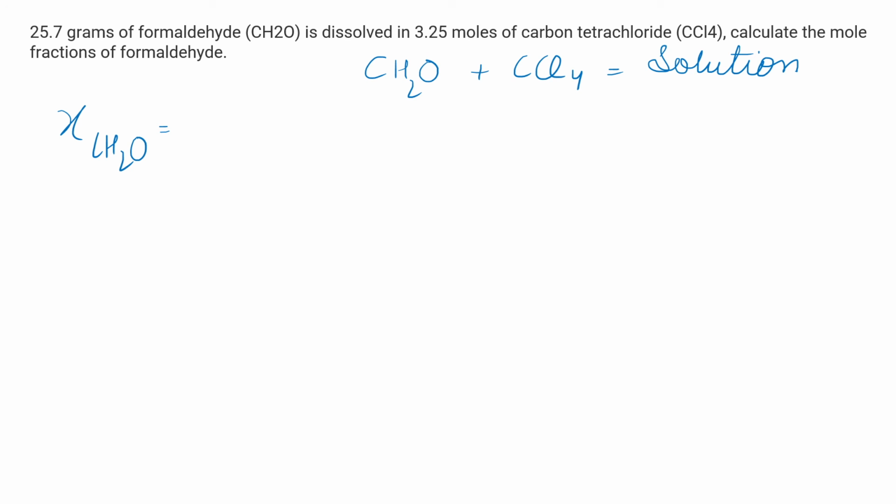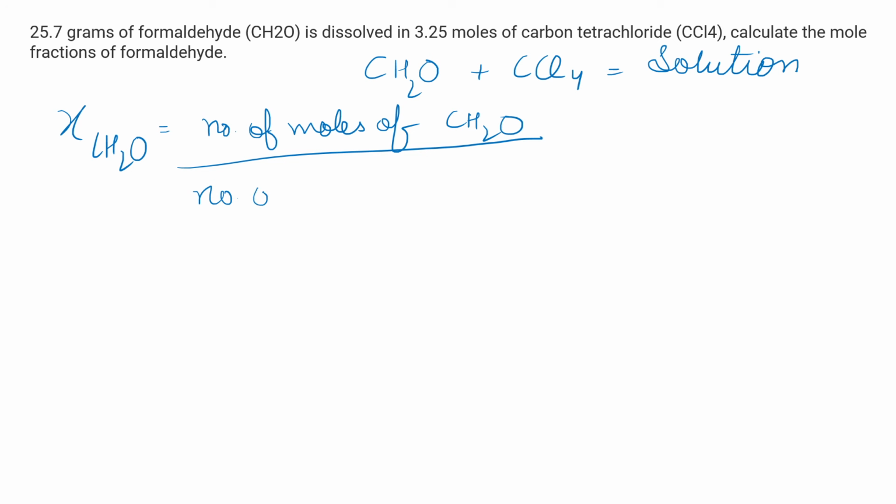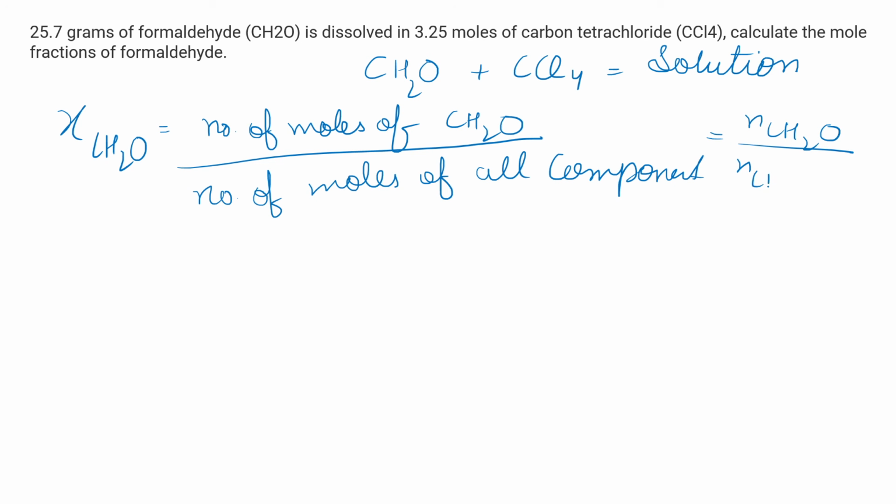So let's start. So mole fraction of formaldehyde will be number of moles of formaldehyde divided by number of moles of all the components. Here how many components are present? We have two components. So we have number of moles of formaldehyde CH2O divided by number of moles of formaldehyde, that is one component, and another component is carbon tetrachloride. So you need to first calculate the number of moles of formaldehyde.